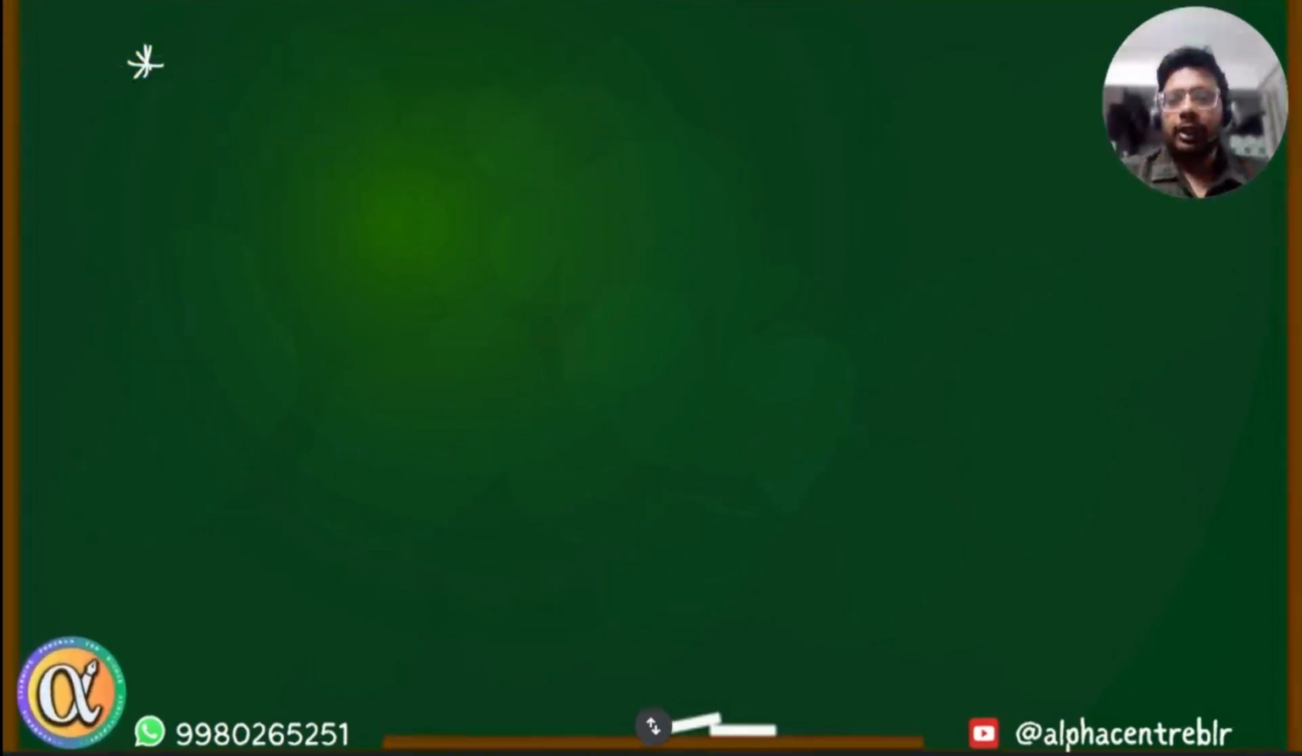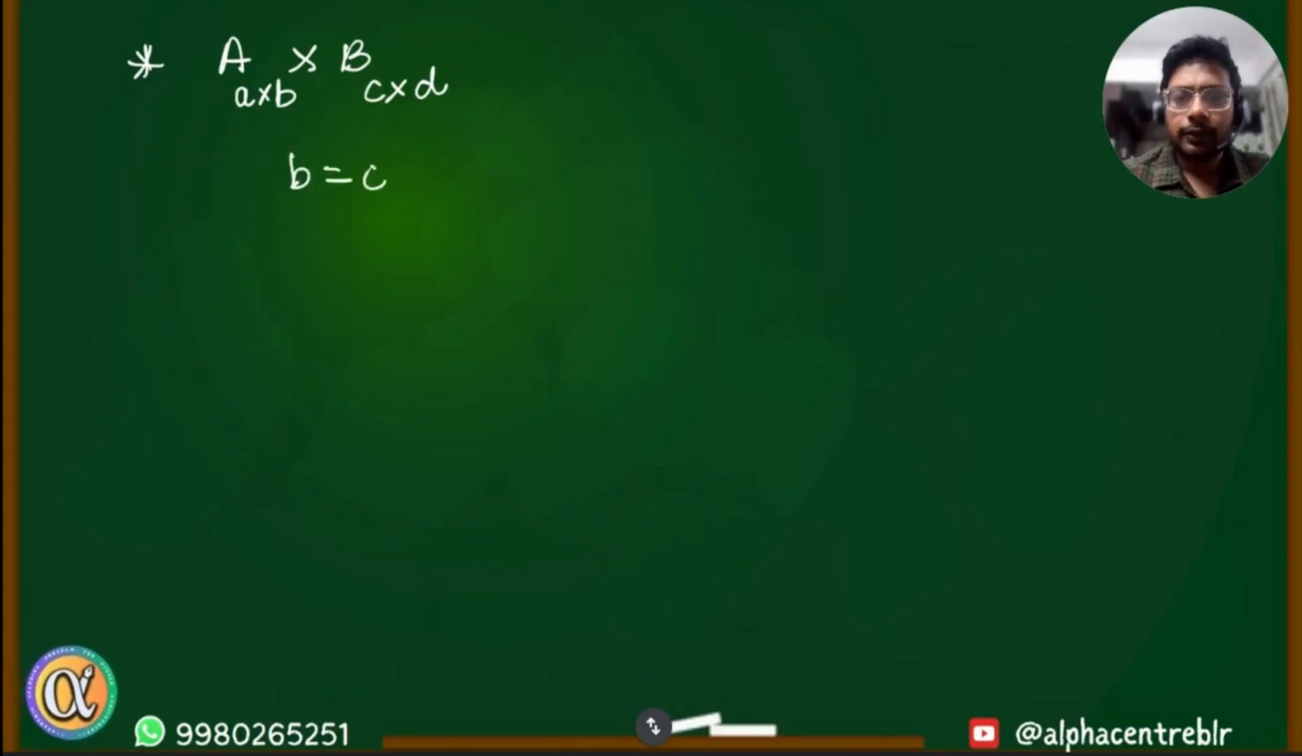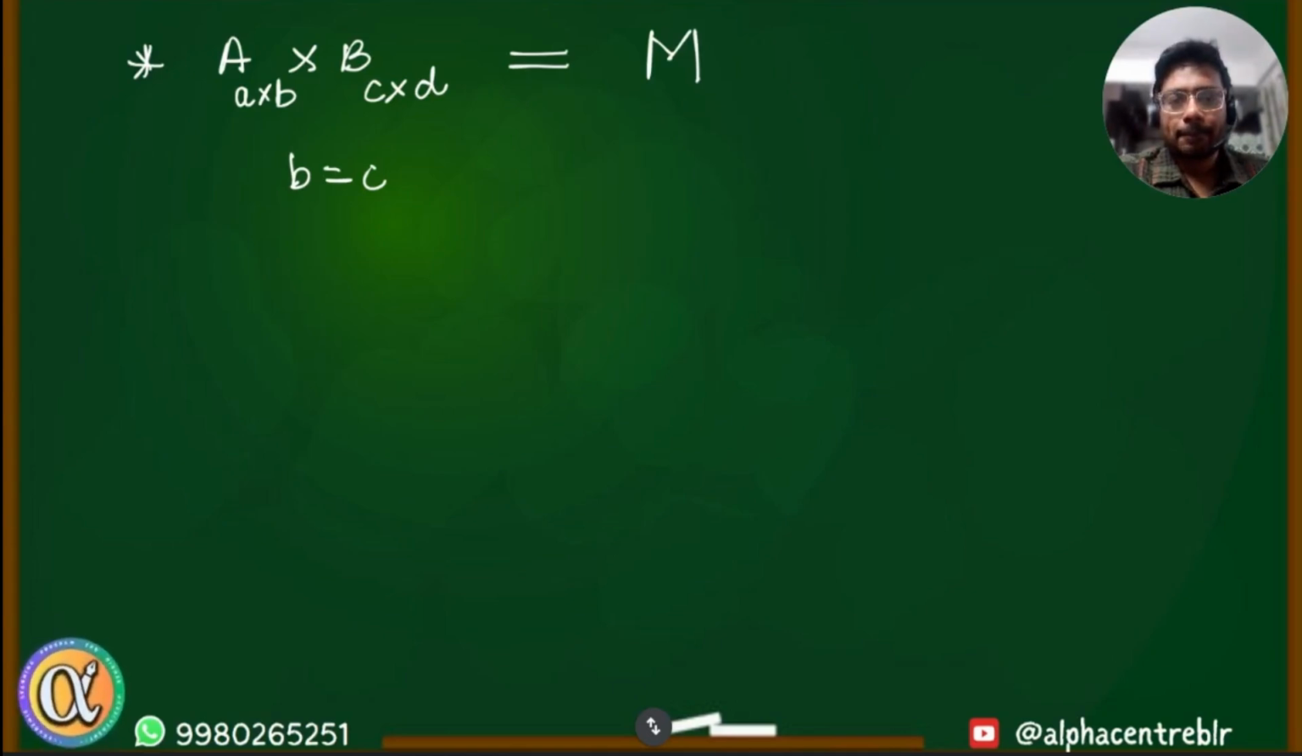If we multiply matrix A into B, obviously they need to satisfy the required condition for multiplication. So here it is satisfying the condition. It means the order of A is A into B and this is C into D. So the first condition they're satisfying is B is equal to C. Suppose they multiply to give us a new matrix, let's say M. What is the order of this new matrix? Any idea? So A into D. A into D.